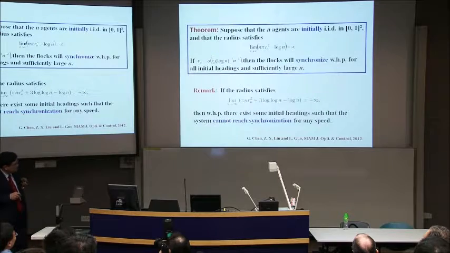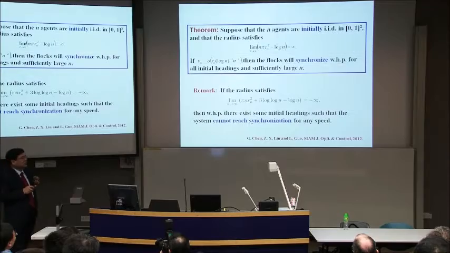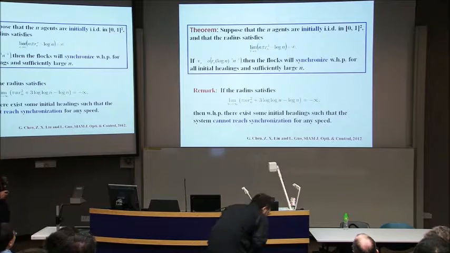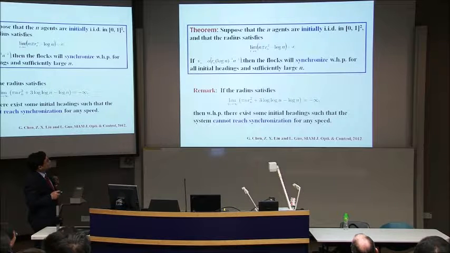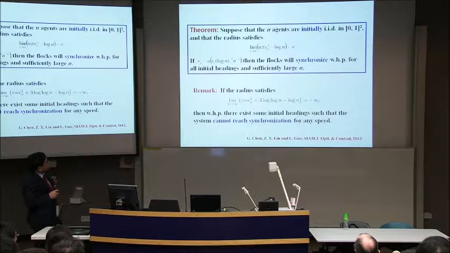Here is a very new result, just published this year in SIAM Journal on Control and Optimization. This result says that suppose that n agents are initially randomly distributed in the square, and the radius satisfies this condition, the population size satisfies this equation, and the speed satisfies the equation, then the flock will synchronize with high probability for all initial headings for sufficiently large n.